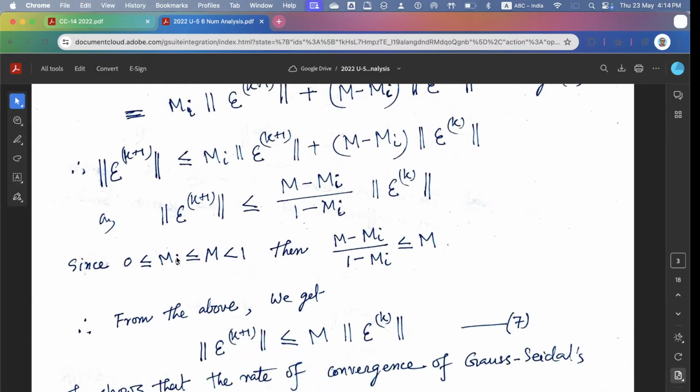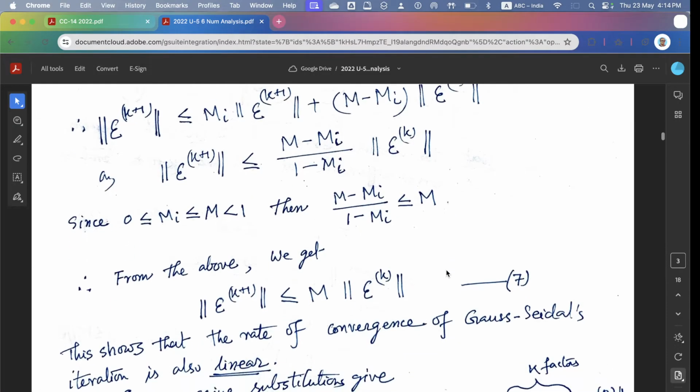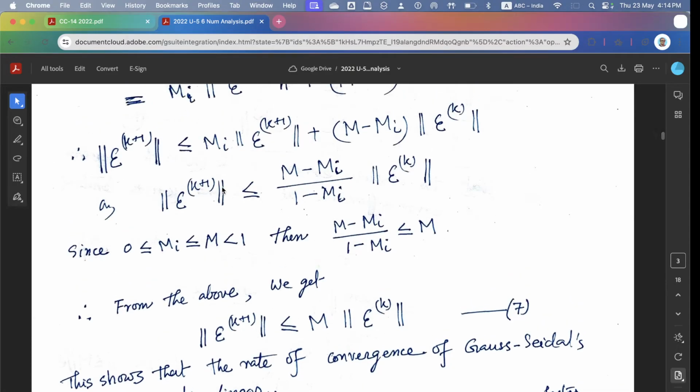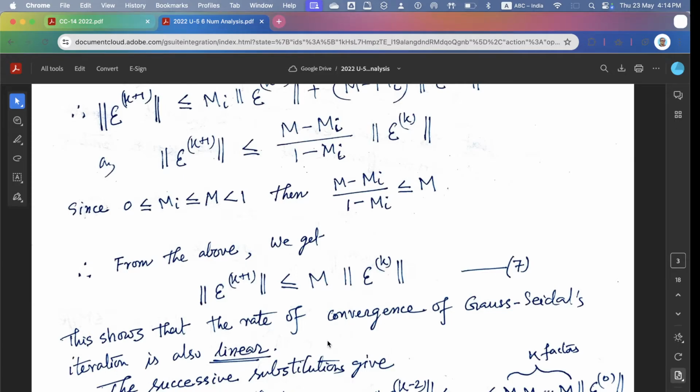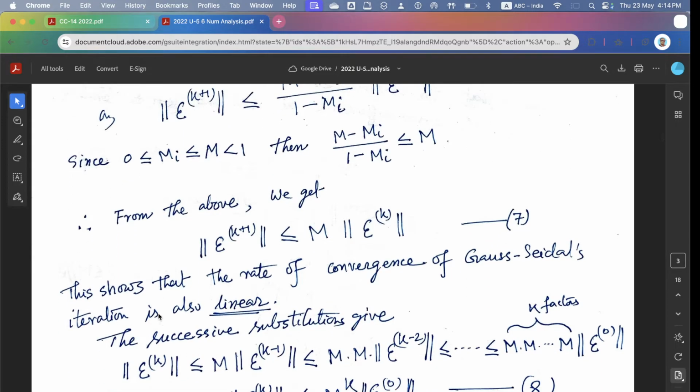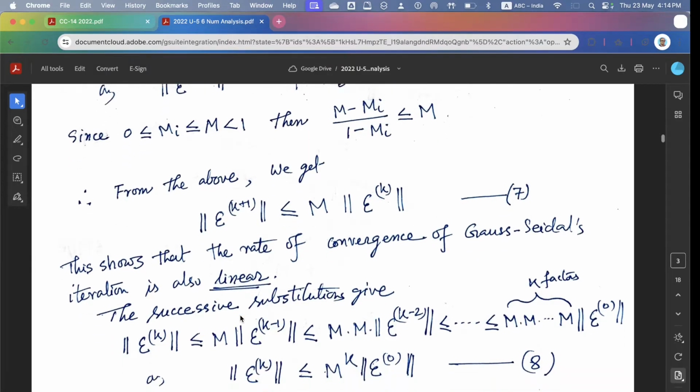Since 0 is less than or equal to mi, which is less than or equal to m, which is less than 1, then (m minus mi) by (1 minus mi) is less than or equal to m. And from this relation, we get the norm of epsilon k plus 1 less than or equal to m times the norm of epsilon k. And this shows that the rate of convergence of the Gauss-Seidel iteration is also linear.